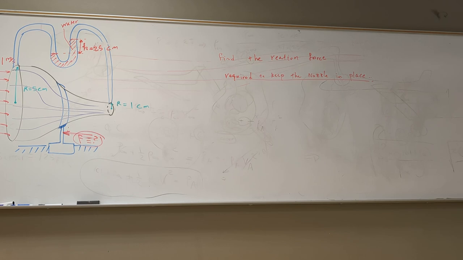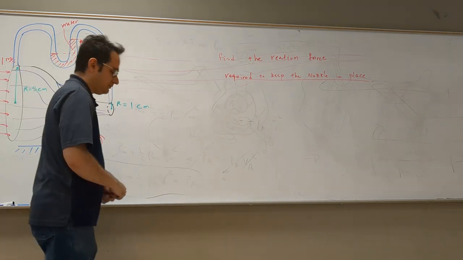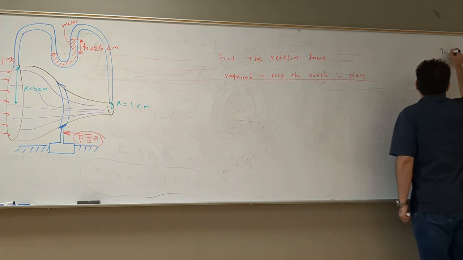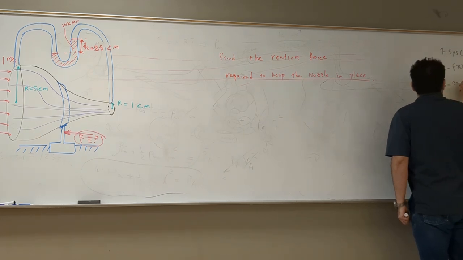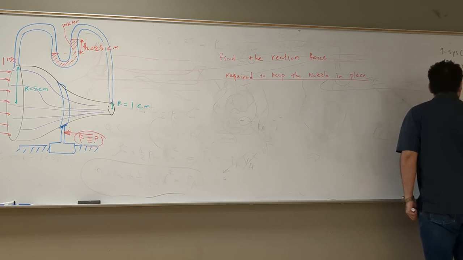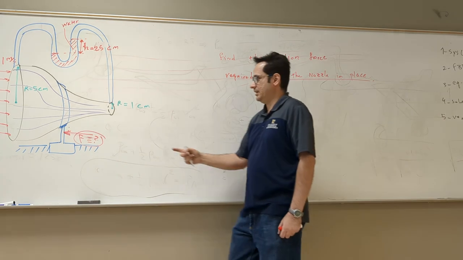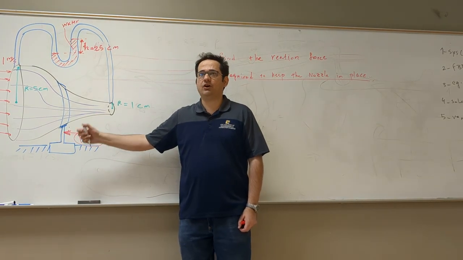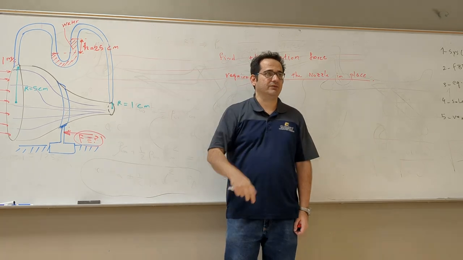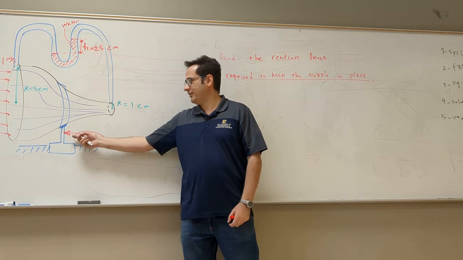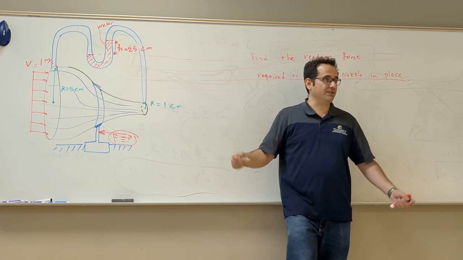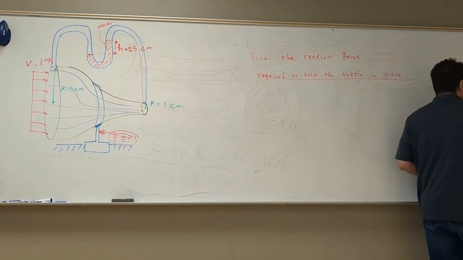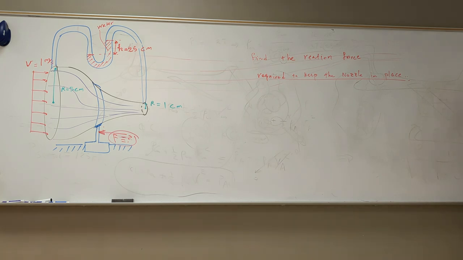Well, the solution to that: five steps. System, FBD, equations, solve, verify. When I verify, the last step, if I take this as my default F, the number I get from the equation must be positive. Otherwise, if I get negative, that means this reaction needs to pull it this way to keep it in place, which is not physical. So that's just a verification. But right now, let's just solve the system.